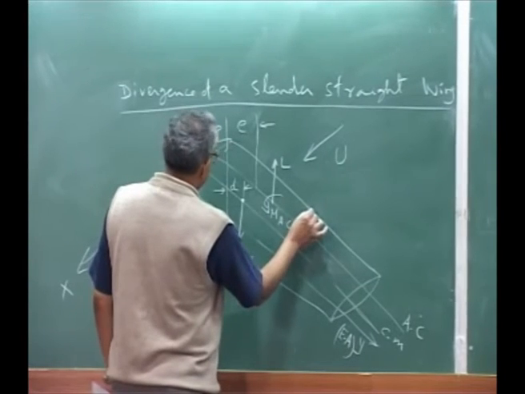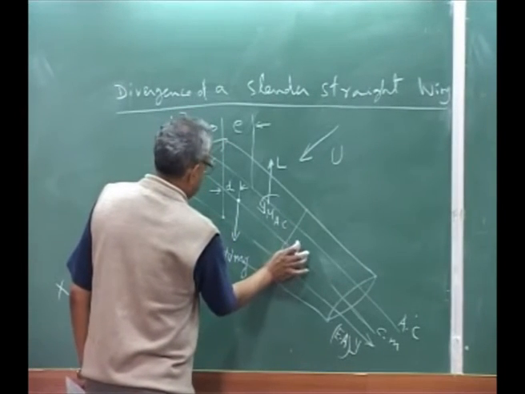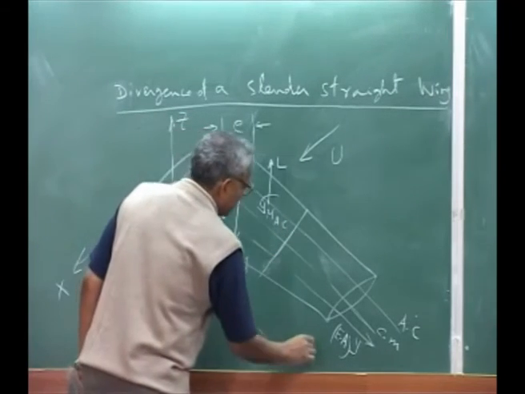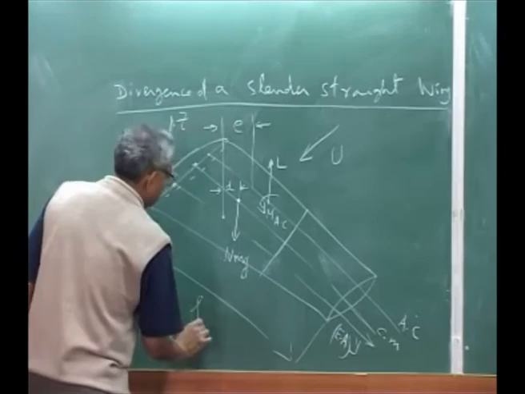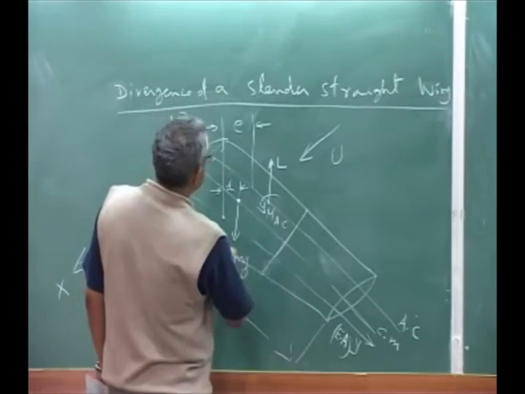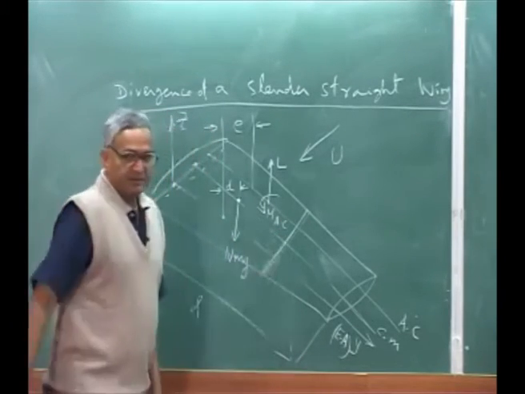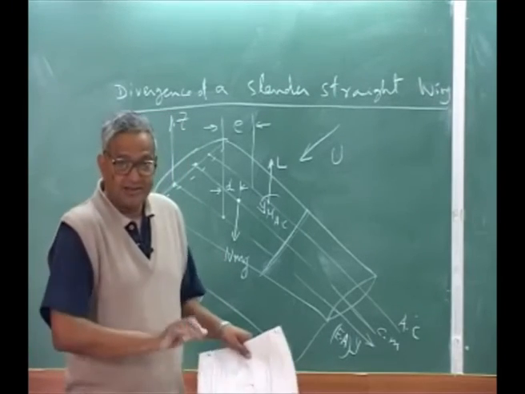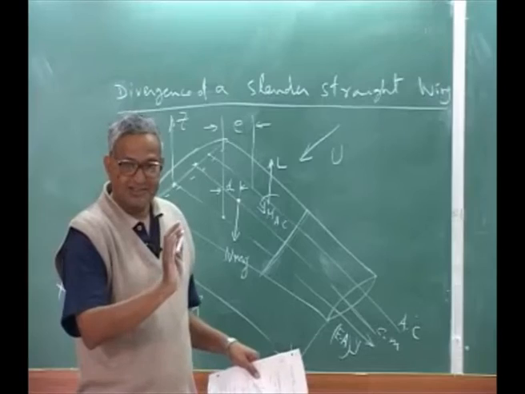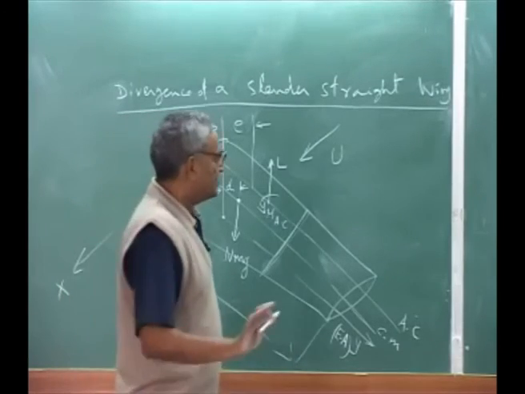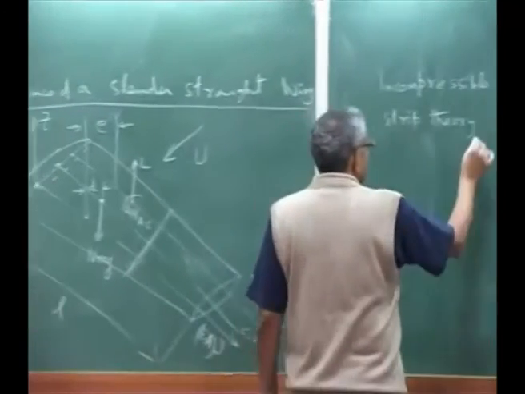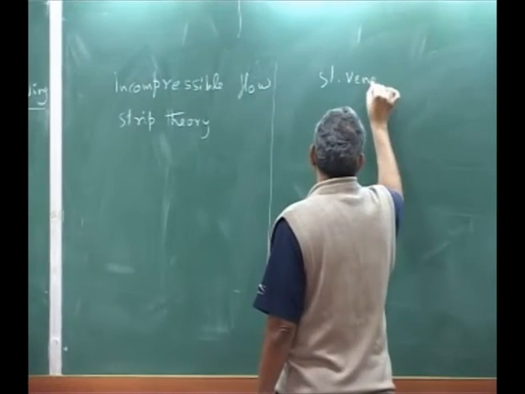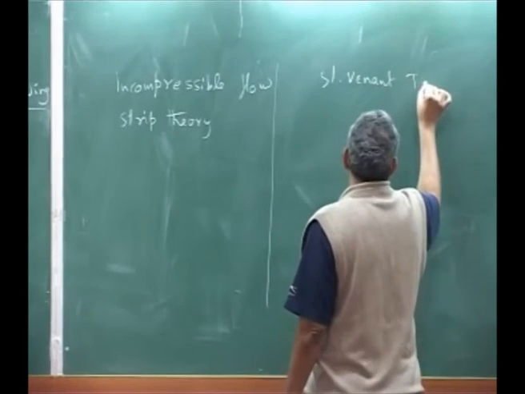Okay, you take this, and this length you can take as L. Every chord-wise segment is rigid, in the sense it cannot bend or anything like that. It can only twist. Okay, this is a simple Saint-Venant torsion theory. So you apply Saint-Venant torsion.